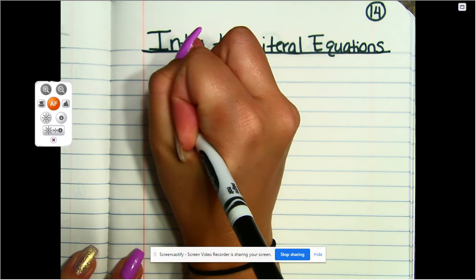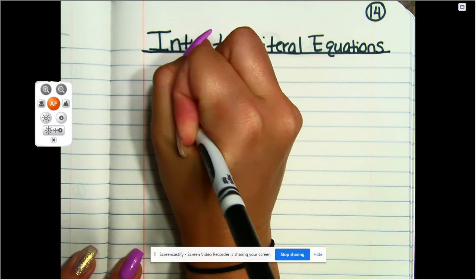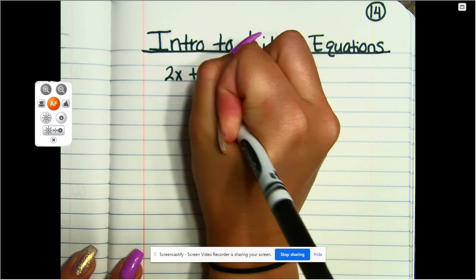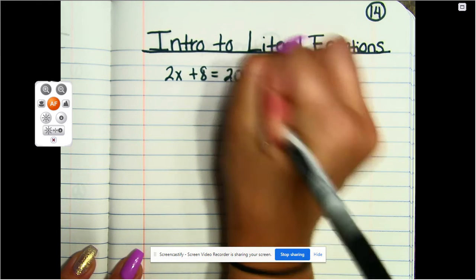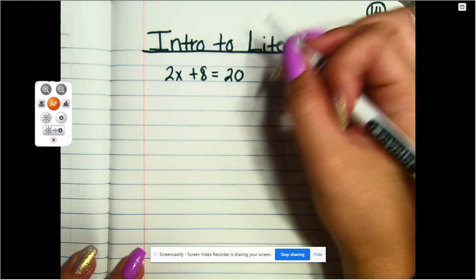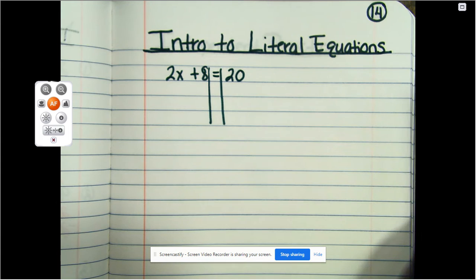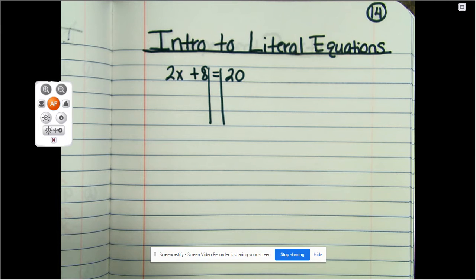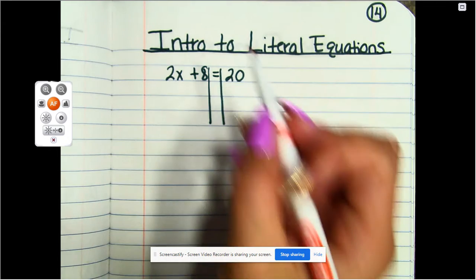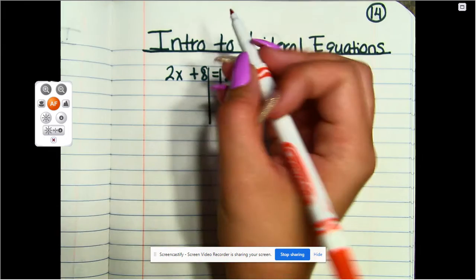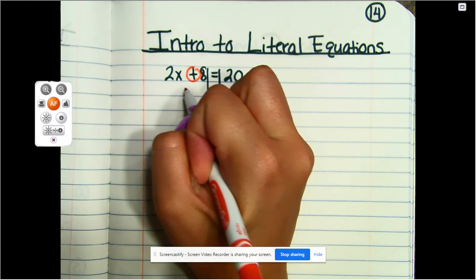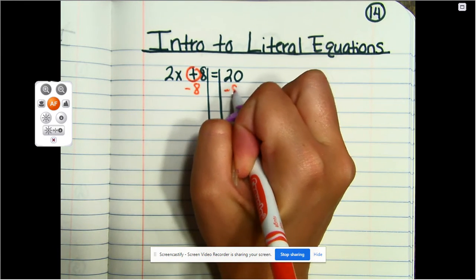Just to remember our inverse operations, we're going to do 2x plus 8 is equal to 20. Okay, so let's draw the barrier around my equal sign, or the wall, the river, whatever you want to compare it to. And then we have to do the inverse of PEMDAS. So we're going to first do the opposite of adding or subtracting. I see a plus 8, so we're just going to subtract 8 on both sides.